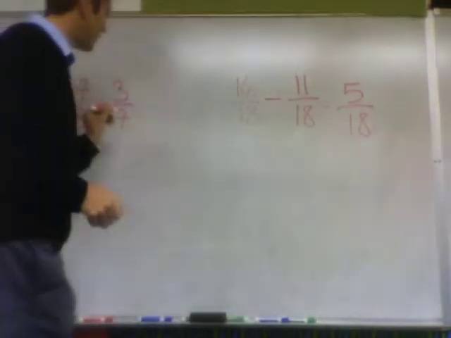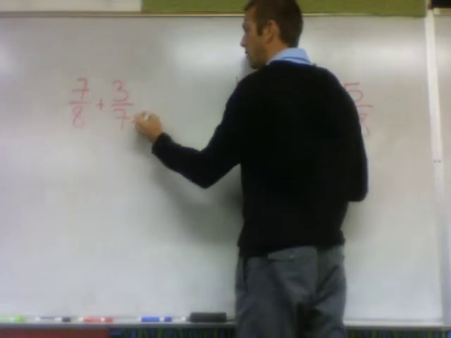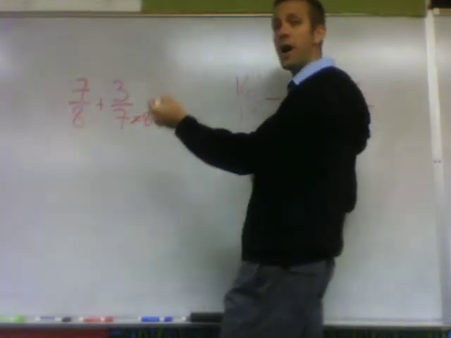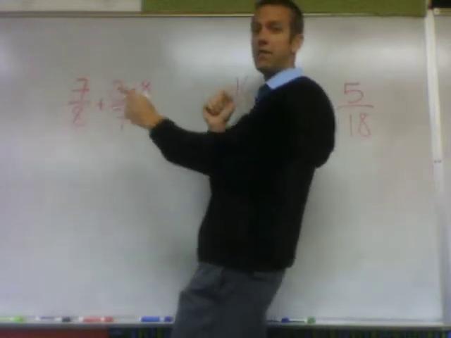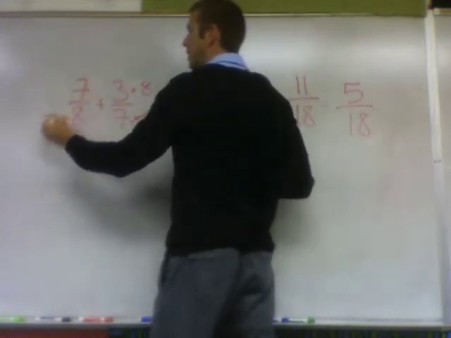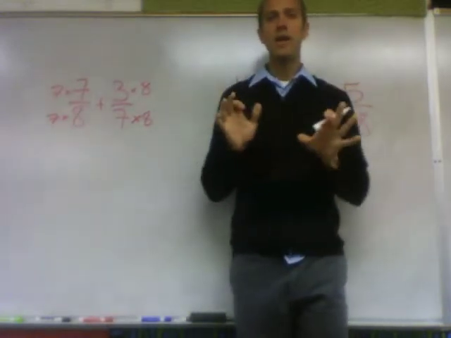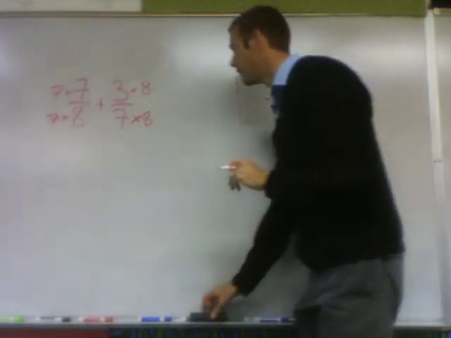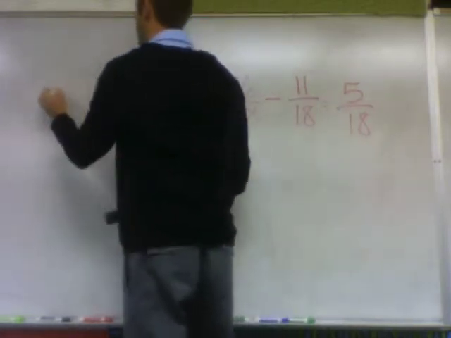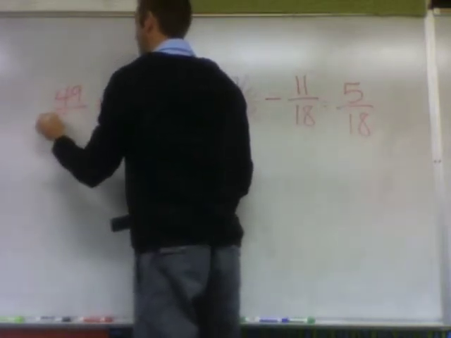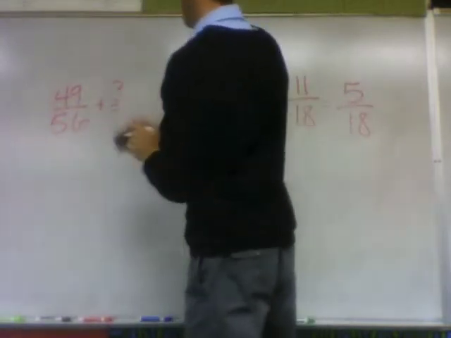So what do you do to the 7 to make it a 56? You multiply it by 8, and whatever you do to the bottom, you have to do to the top. For the 8, you have to multiply by 7. And whatever you do to the bottom, you have to do to the top. So I'm going to erase all that and rewrite our fractions. This would be 49/56. And this would be 3 times 8, 24/56.